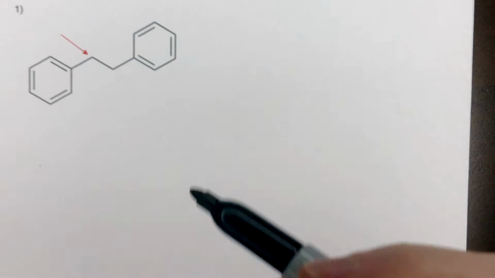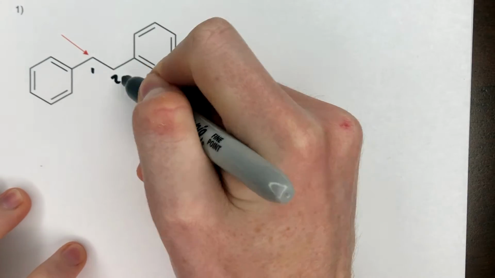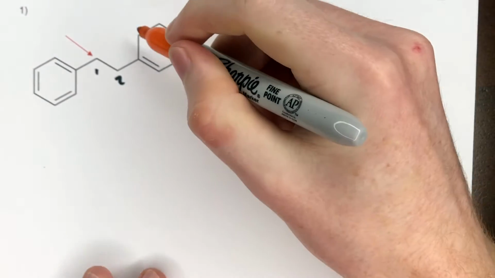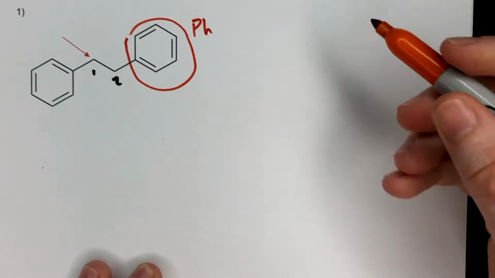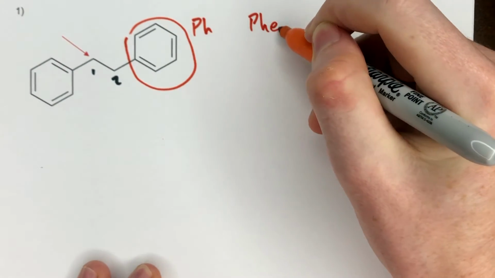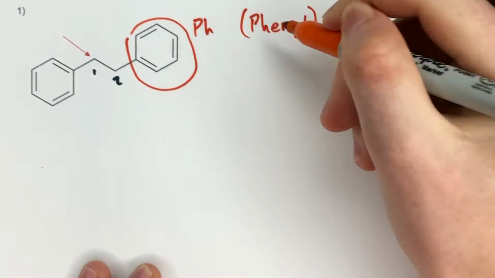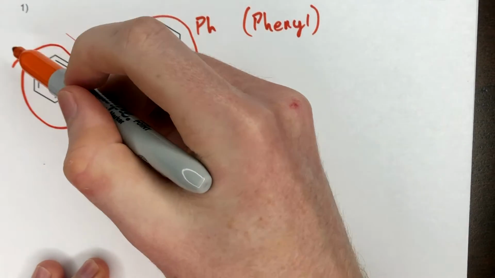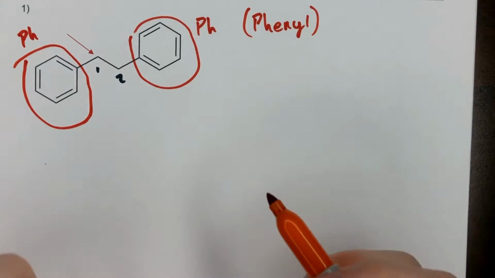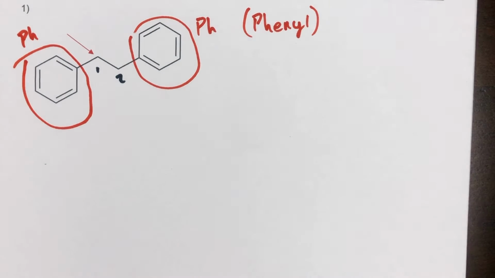So first, here we have our molecule, and we're asked to look down this indicated bond, and I'll label these carbons 1 and 2. The benzene rings, by the way, are also called phenyl, and this is how you'll see them in a typical table like this. It's abbreviated Ph, and this stands for phenyl, which is the IUPAC substituent name for benzene. So this is a diphenyl substituent here.